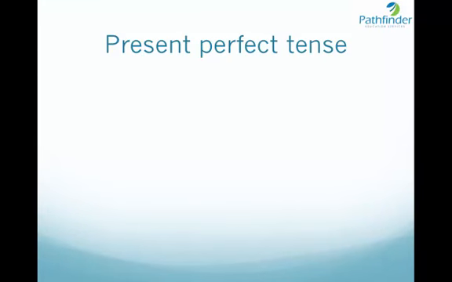Next, we move on to perfect tenses. The perfect tenses are used to indicate actions that are, have been, or will be completed before another stated time. Remember, the meaning of the word perfect is completed. The perfect tenses always describe actions that are, have been, or will be completed. Let us start with present perfect tense.